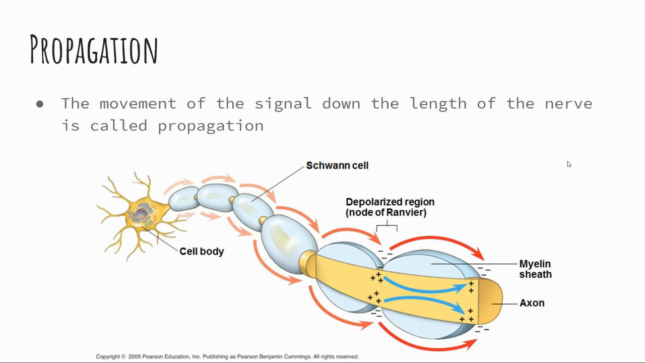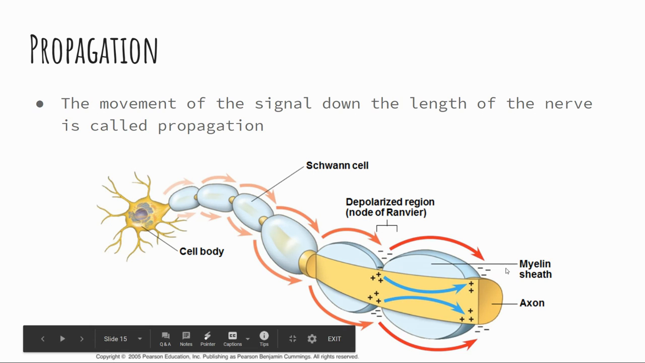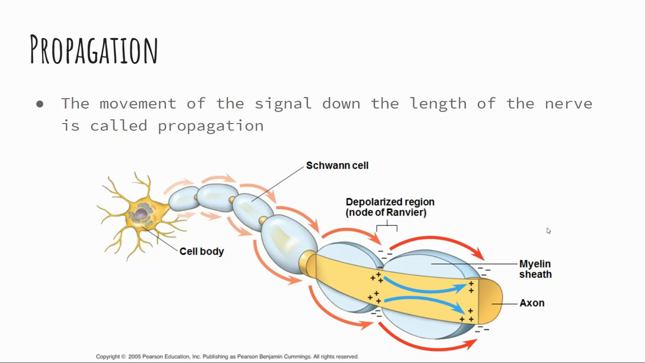All right, so propagation. Propagation is the movement of the signal down the length of the nerve. So we've gathered the signal, we've interpreted the signal, and we're going to propagate it down the length of the axon to be able to be sent as a nerve impulse out of the axon terminal. Excuse me.